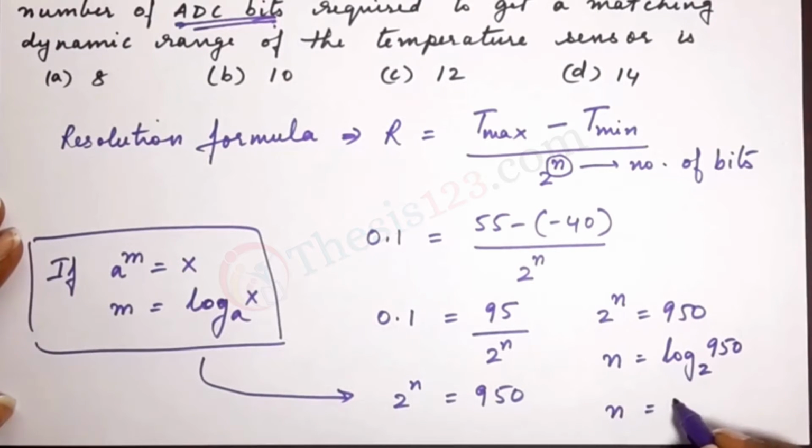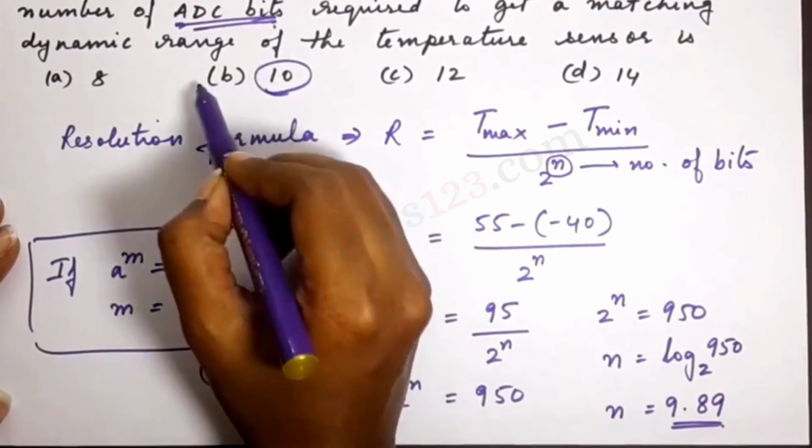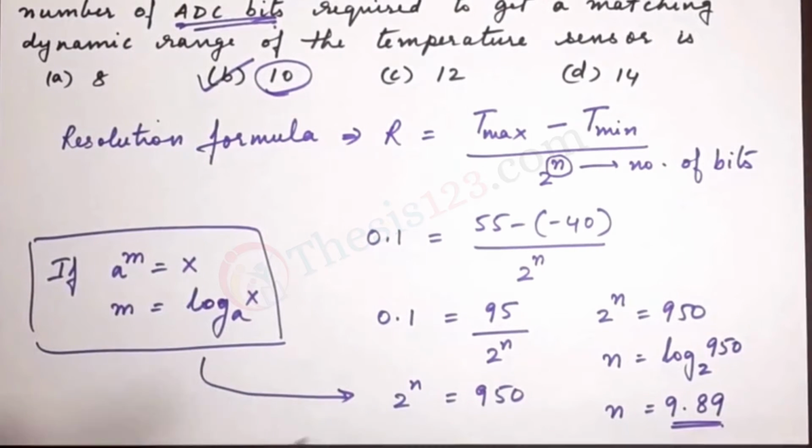And that comes around to about 9.89. And 9.89 is close to 10. You can round it off to 10. So the answer here is 10. 10 ADC bits.